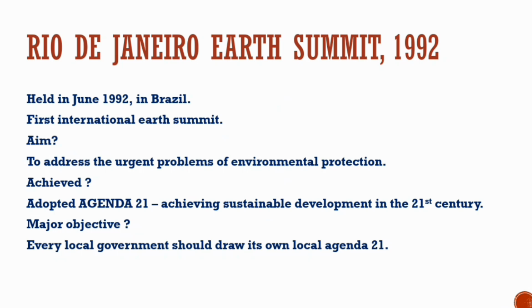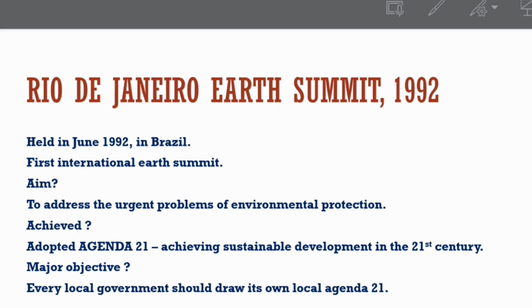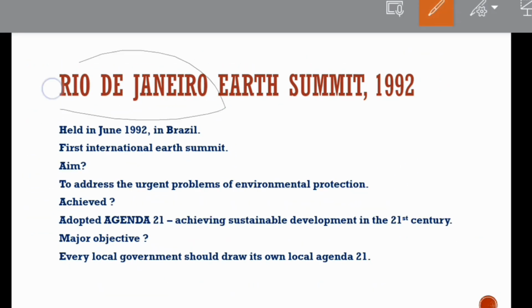Now, there is an important Earth Summit, the first international Earth Summit, which was held in Rio de Janeiro. It can come as a question: in which country? It was in Brazil in 1992. It was the first international Earth Summit. What was the aim? The aim was to address urgent problems of environmental protection. Any problem related to environmental protection was raised in that summit.